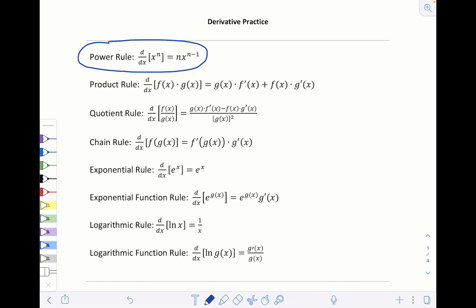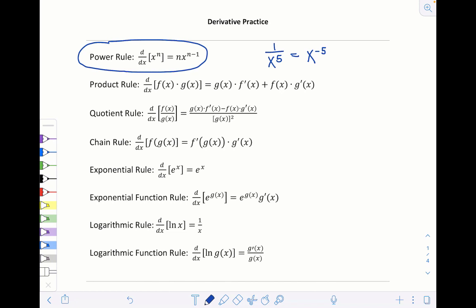So for example, what I mean is if you have something like 1 over x to the fifth, you can rewrite this as x to the negative 5. That's not using the derivative rule. That would be how you might write the expression so that you could then apply the power rule.